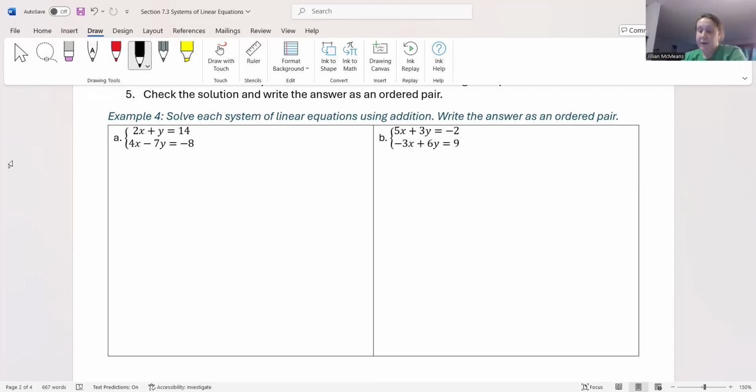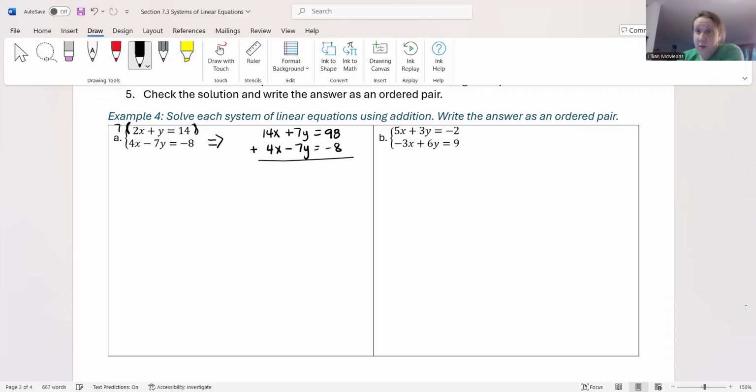If we get rid of the y, I could multiply the entire first equation by 7. If I multiply the entire first equation by 7, I end up getting 7 times 2x, which is 14x, 7 times y, which is 7y, and then 7 times 14, which is 98. I might be lying. 14 times 7 is 98. I wasn't lying this time. So if we multiply the entire first equation by 7, we get 14x plus 7y equals 98. If we leave the second equation alone, we end up with 4x minus 7y equals negative 8. And look what happens.